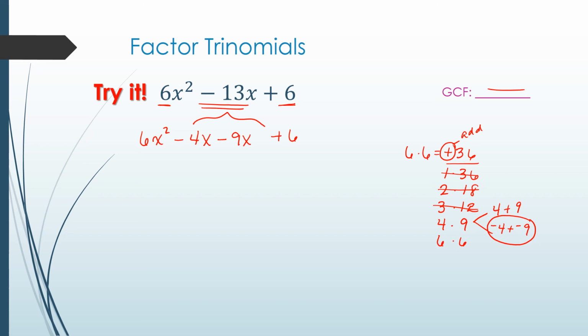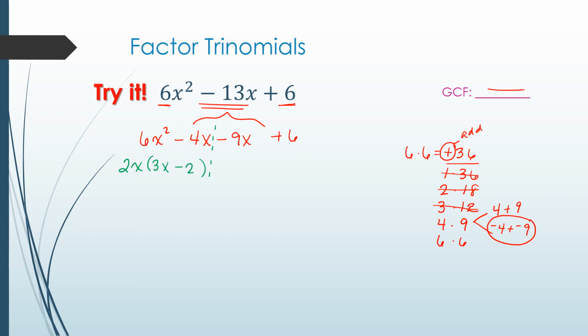Now that we have 4 terms, we're going to split it down the middle. We're going to cut the problem in half. The first 2 terms, they have a common factor. They both have a 2 and an x in common. We factor that out. That will leave me with 3x minus 2.